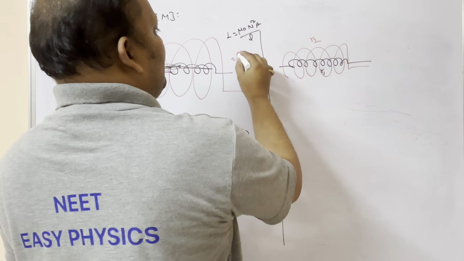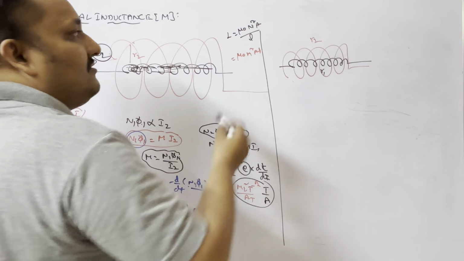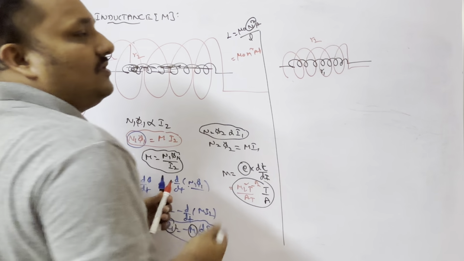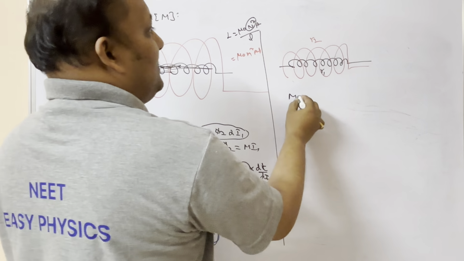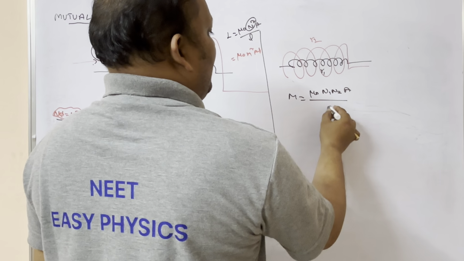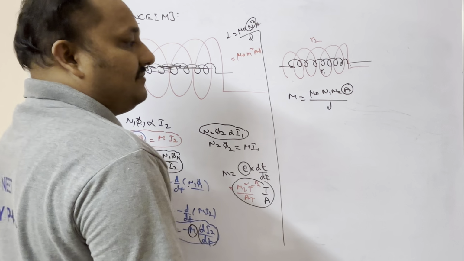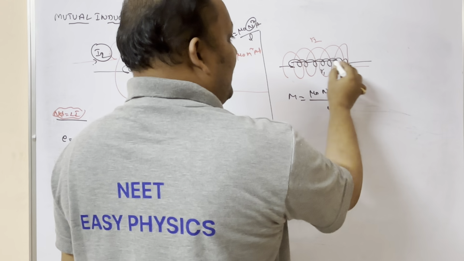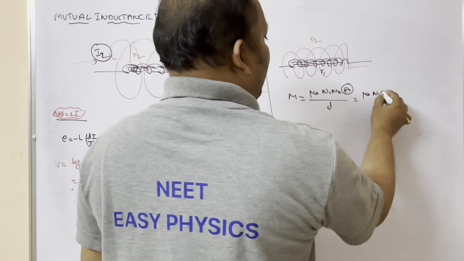Small n square means mu naught n square AL we got. So just in place of n square, you are going to get n1, n2. M is equal to mu naught n1 n2 A by L. Both the lengths are going to be same. Now which area we have to take? So area is going to be taken always smaller area. That one you should remember blindly.